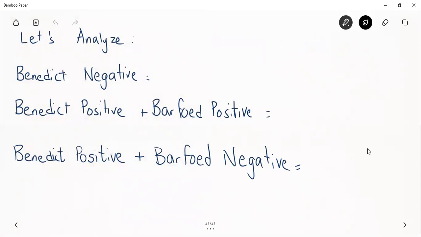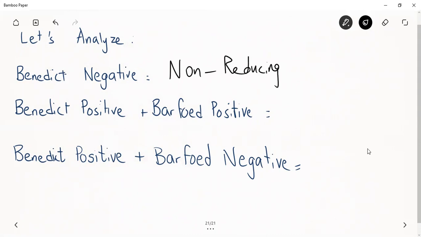Let's analyze different scenarios. We have an unknown in beaker A. If I do Benedict for the unknown and it is negative, what is my conclusion? Non-reducing. I know it's a carbohydrate because I did Molish, which was positive. When I did Benedict, it's negative. So my conclusion is non-reducing. Example, sucrose.